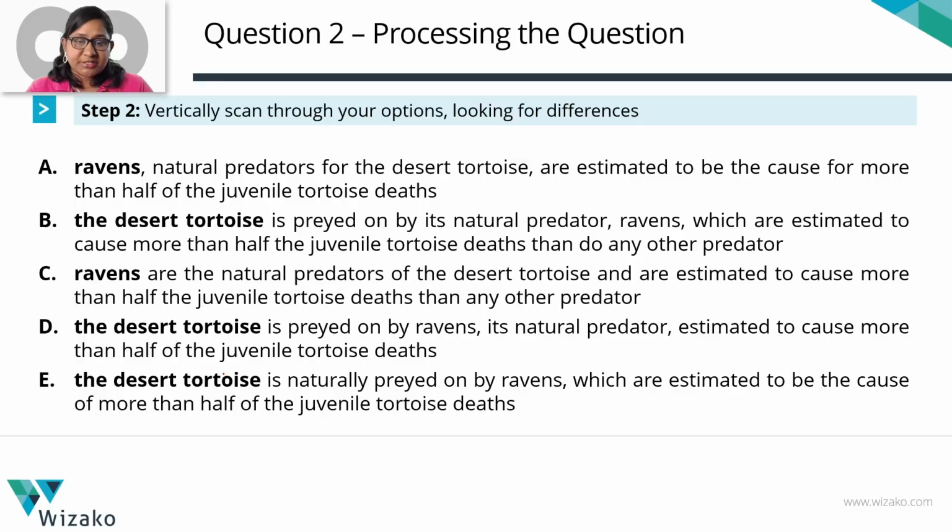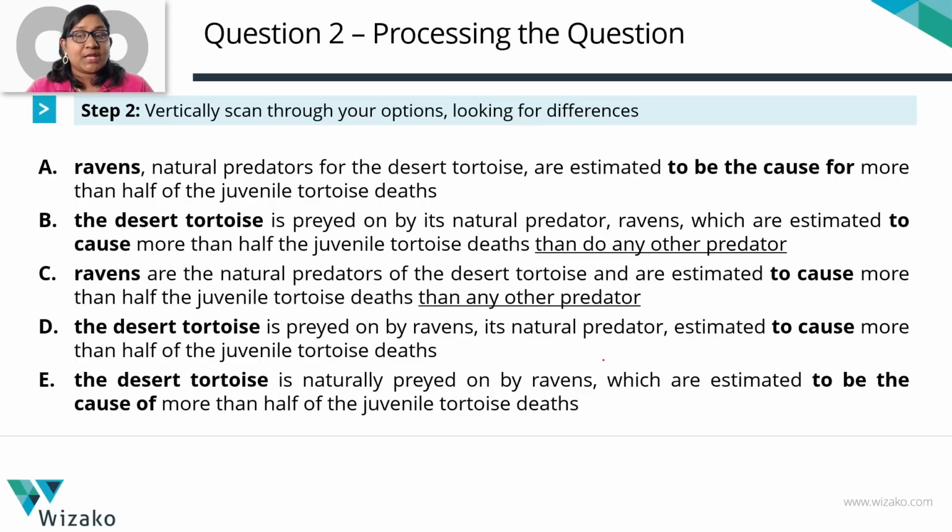What else do we have as a difference? Some of them are saying more than half of the juvenile tortoise deaths and stopping with that, whereas some of the options are saying than any other predator or than to any other predator. There is a than construction that is added towards the end of your answer options. Any other difference across your options? Some of them are saying estimated to be the cause, and some of them are saying estimated to cause. So whether or not to be seems to be a question across your answer options as well. Alright, so these are the differences that I can quickly spot.